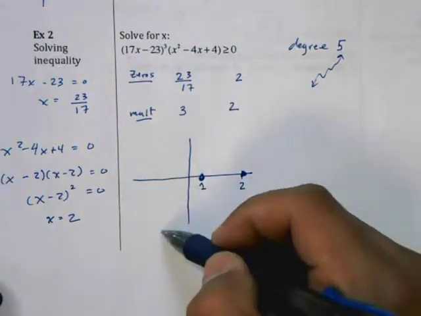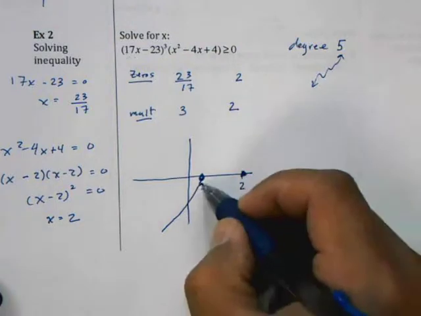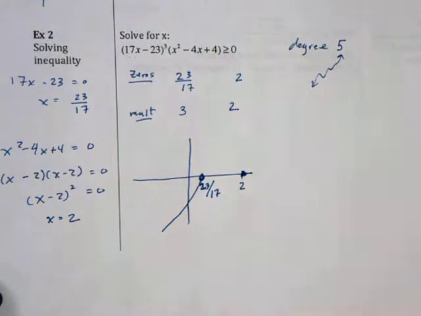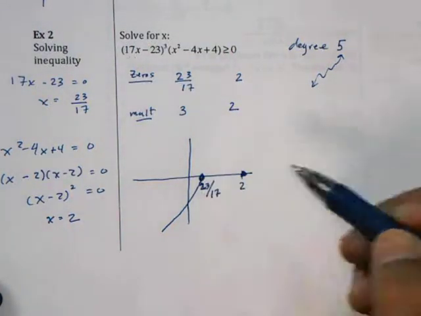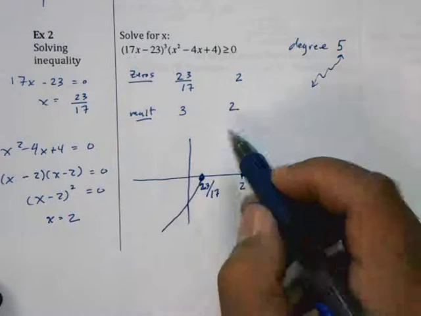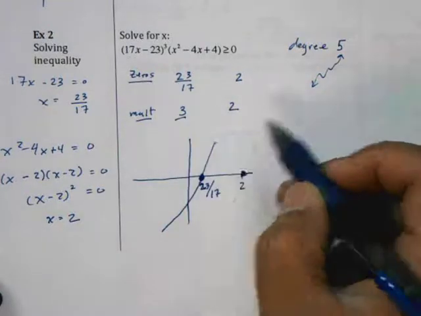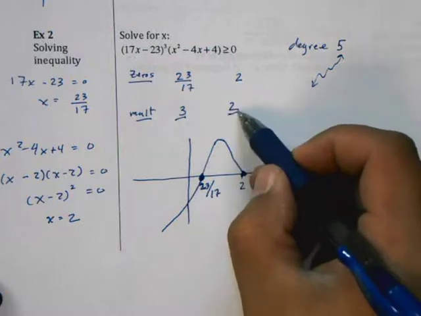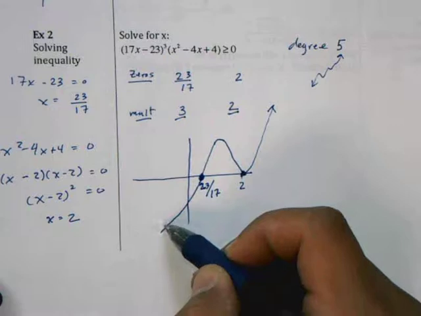So it's going to start from here, go up to, sorry, I should say 23 over 17. That shouldn't say 1, it's 23 over 17. So it hits 23 over 17, and because this is an odd multiplicity, it's going to cross. It's got to come back down and hit 2, and because this is an even multiplicity, it's going to kiss, bounce back up, and do that.